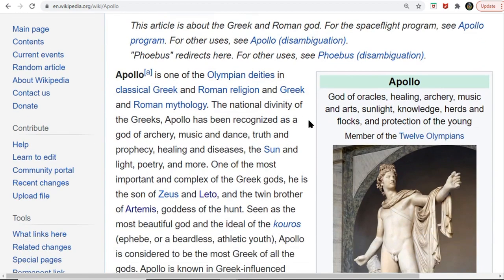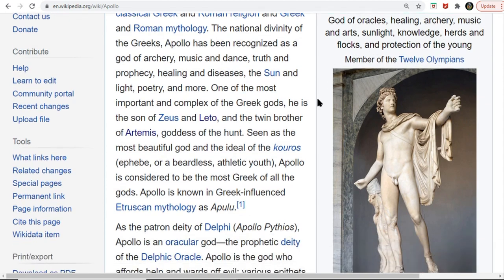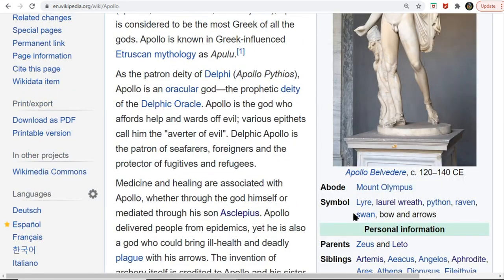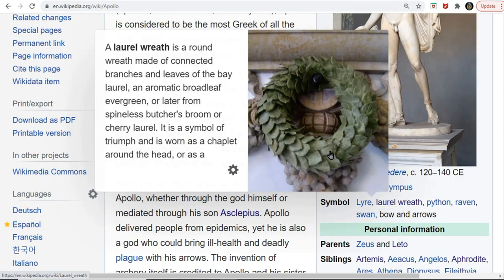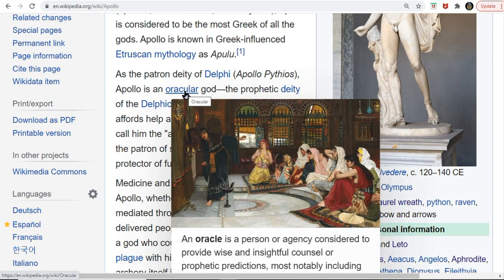And Apollo is the god of oracles, seeing into the future. Healing, archery, music, and the arts, sunlight, knowledge, herds and flocks, protection of the young. Apollyon, the destroyer. And his symbol was the lyre and the laurel wreath. He who wears the crown of laurel is called Lars, and that's Israel backwards. And he was the patron deity of Delphi, the oracular god. He's the one they talk to look into the future.